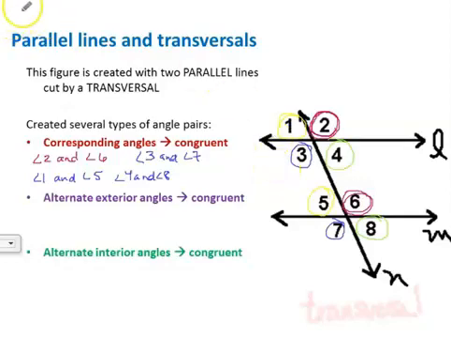I'm going to erase all the color coding, so if you want to click pause now, do that, because I'm going to get rid of those so we can go on to the next type of angle pair.